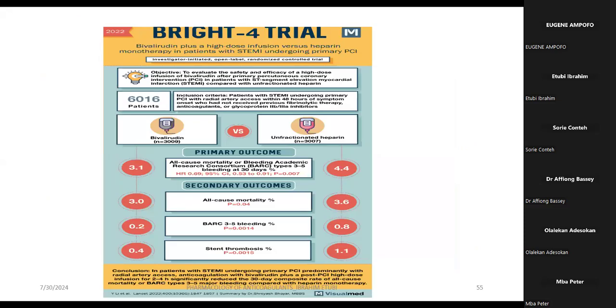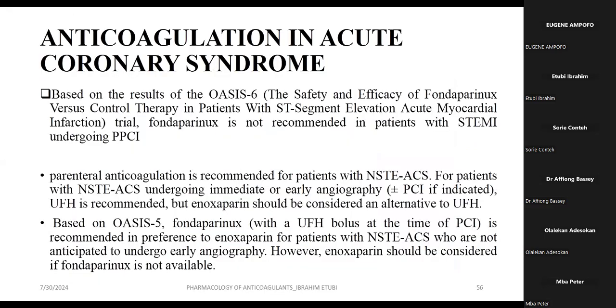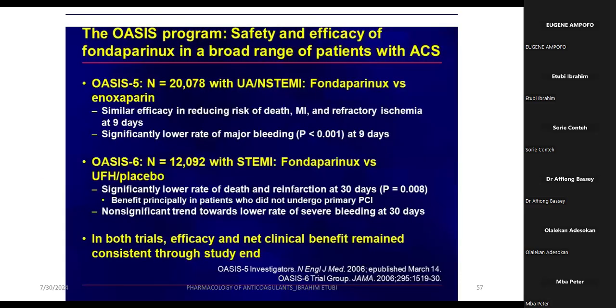This study is on the bivalirudin plus infusion trial and outcome, which showed reduction in primary outcome and even the secondary outcome. And then for the OASIS-6 trial, which is on the safety and efficacy of fondaparinux versus control therapy in patients with ST elevation MI, it shows that fondaparinux is not recommended in patients with STEMI undergoing PCI. So this is a summary of the OASIS-6 study or the program.